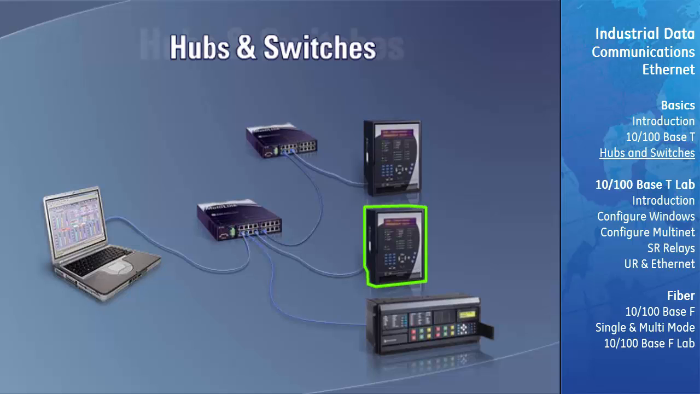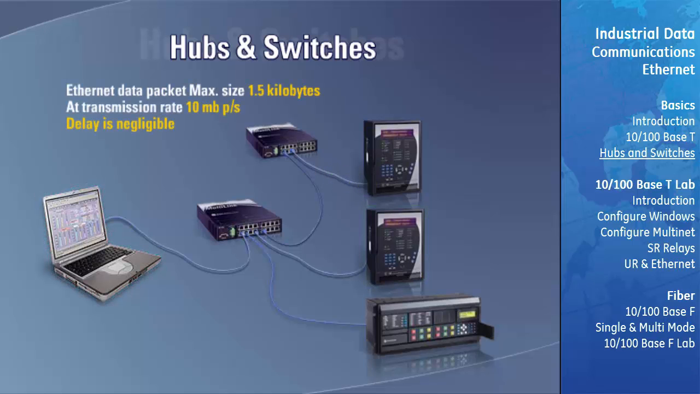For example, if the green and blue Ethernet devices transmit a message onto the Ethernet network at the same time, one of the messages will be buffered at the switch, and the other message will be passed through to the other ports. Once the blue message has been transmitted, the switch will send the green message automatically. Given that the maximum size of an Ethernet data packet is 1.5 kilobytes, even at a transmission rate of 10 megabits per second, the delay is negligible.